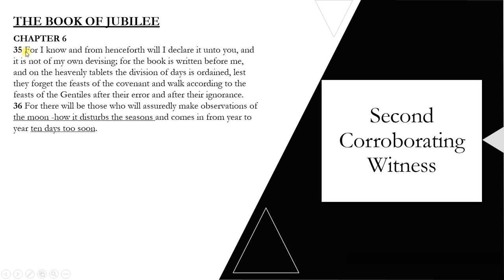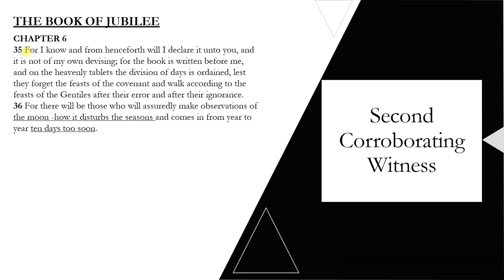Verse 35: "For I know, and from henceforth will I declare it unto you, and it is not of my own devising, for the book is written before me." He's saying, I'm reading this. "And on the heavenly tablets, the division of the days is ordained, lest they forget the feasts. These are the feasts of the covenant, and they walk according to the feasts of the Gentiles, after their error and after their ignorance."